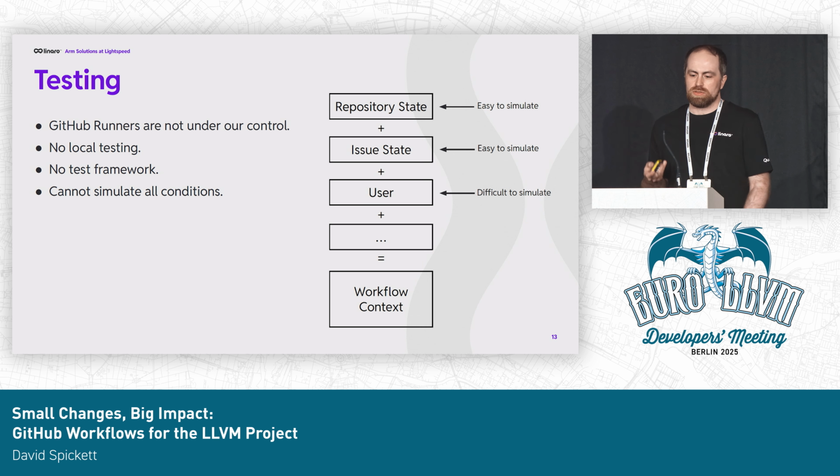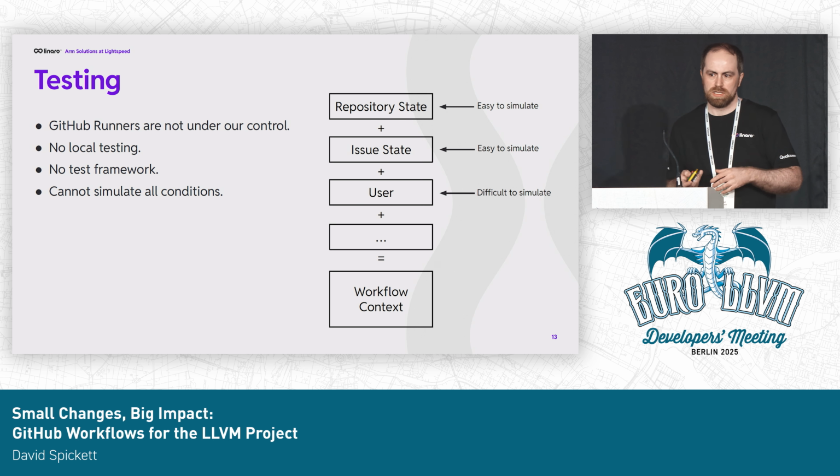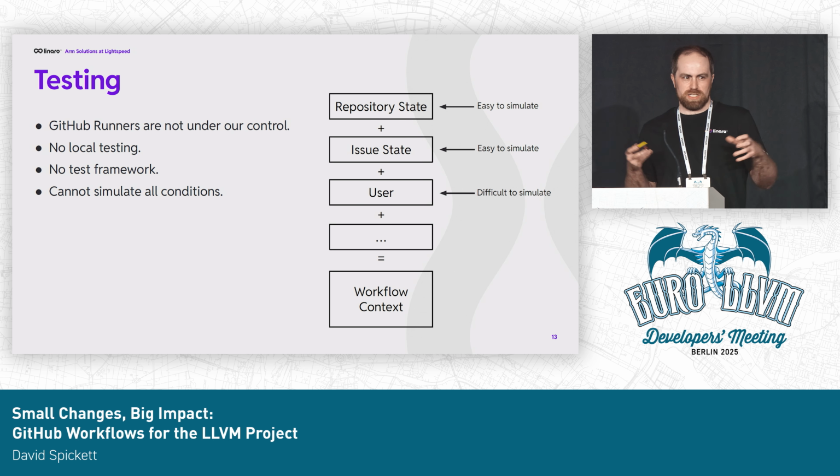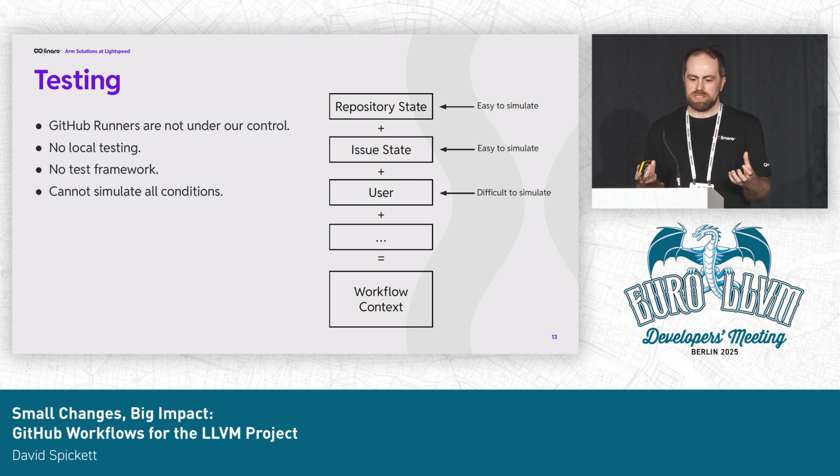But then you want to make sure that the thing you write actually does what you think it does, and we hit a big roadblock. We don't control those remote runners. We don't control GitHub's infrastructure, and unfortunately at this time, you can't run any of that locally. There's not even really an integration test framework to describe your tests either.